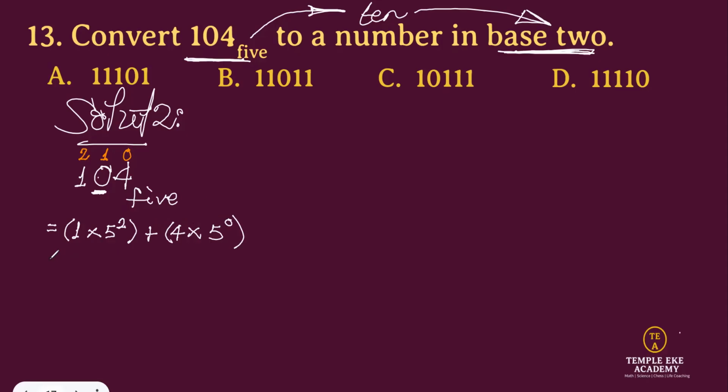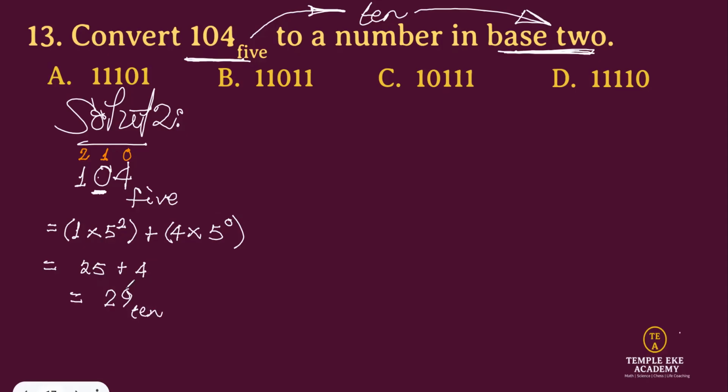So by evaluating each unit, we're going to have 5 to the power 2 here. 5 multiplying itself 2 times gives 25. 25 multiplied by 1 still gives 25. Plus 5 to the power 0, according to the law of indices, any number to the power 0 gives 1. So 1 multiplied by 4 gives us 4. And by adding this together, we get 25 plus 4 gives us 29. This is in base 10. The first stage of the solution is complete.